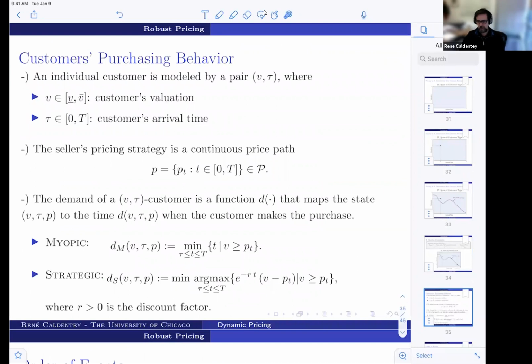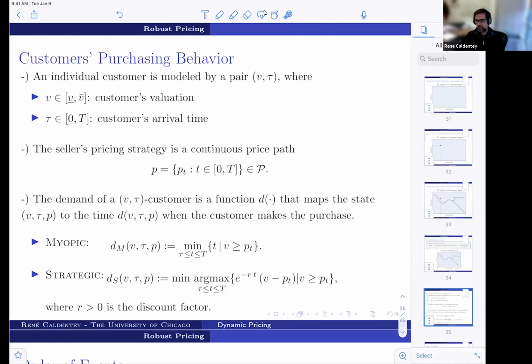So we have customers, which are again these dots with valuations and arrival times tau, and we're going to assume that they belong to some compact set, and of course there's a finite selling season. The seller is trying to come up with a price trajectory. What's the price that I would like to set for my products? So that's what we're trying to optimize over. And then we need to figure out how a customer will make a transaction, right? In the previous slide, I showed you the customer buys at this green dot.